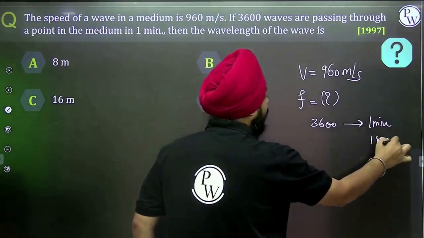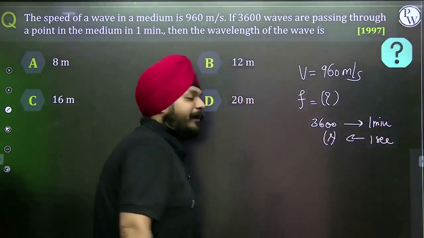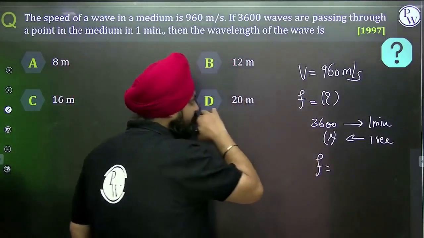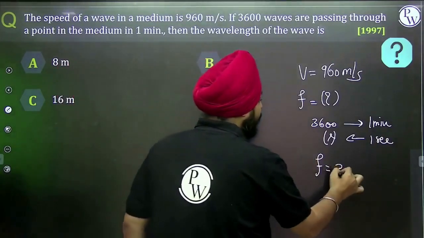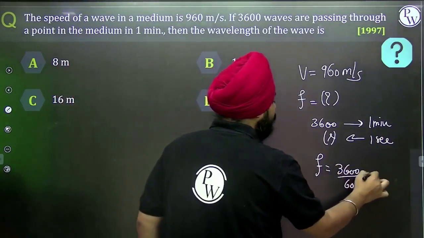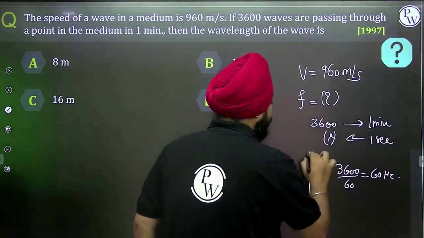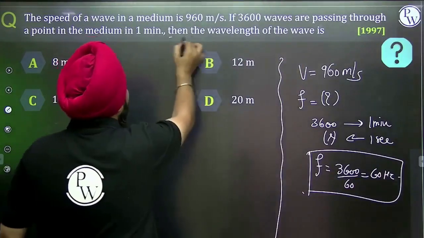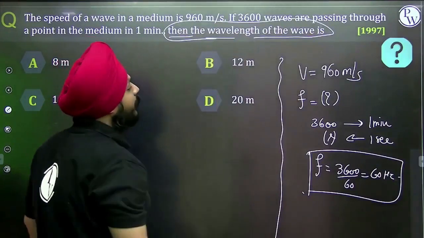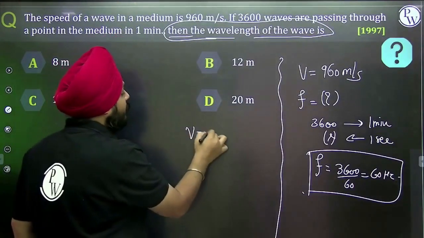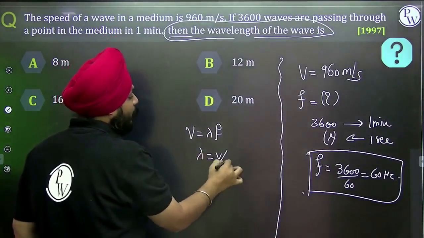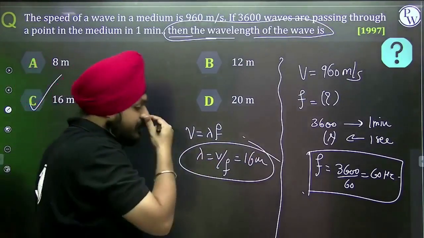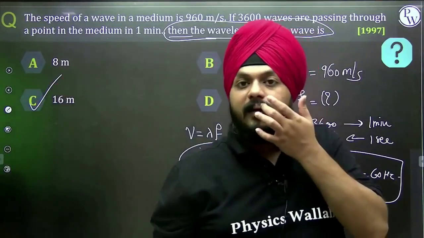Then 1 second, how much? Unitary method. So here the frequency would be f is equal to 3600 by 60, so 60 cycles are crossing per second. Right. Now what we need to calculate? The wavelength of the wave. V is equal to lambda f, right? Lambda is equal to V by f. Answer will be 16 meter. Yes, it is as easy as you all are thinking.